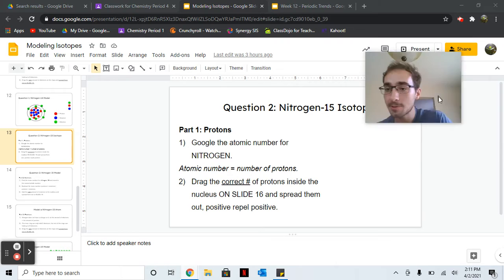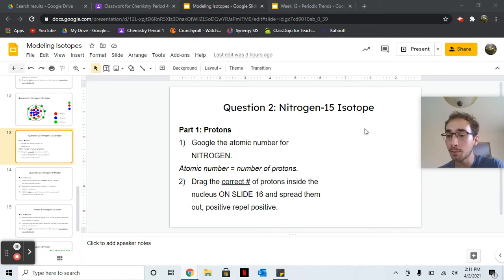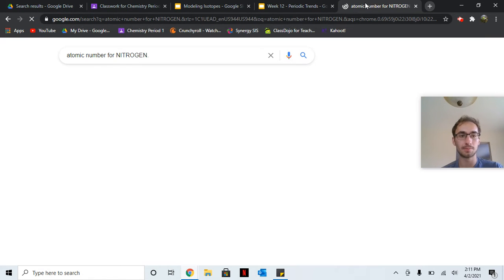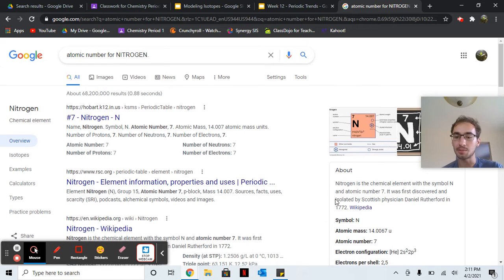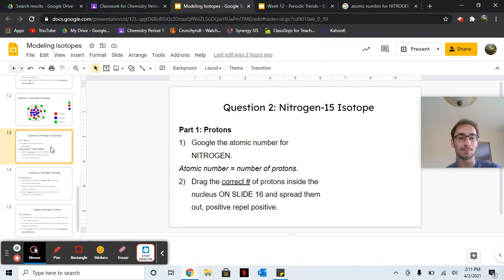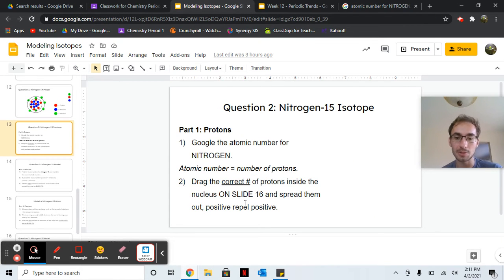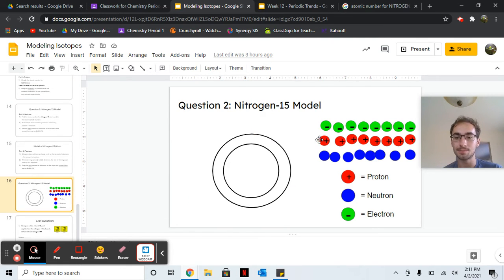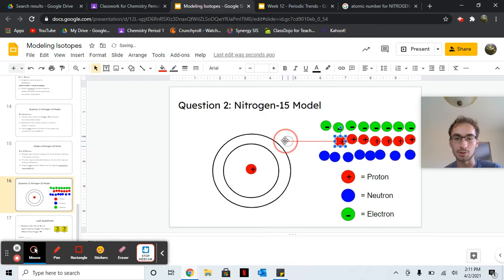I'm going to be on slide 13, part 1. Google the atomic number for nitrogen. The atomic number is the number of protons. Atomic number for nitrogen is 7. All nitrogens have 7 protons. That's what makes them nitrogen. So then it says drag the correct number of protons inside the nucleus on slide 16. All right. I'm going to try and grab 7 and have them repel.